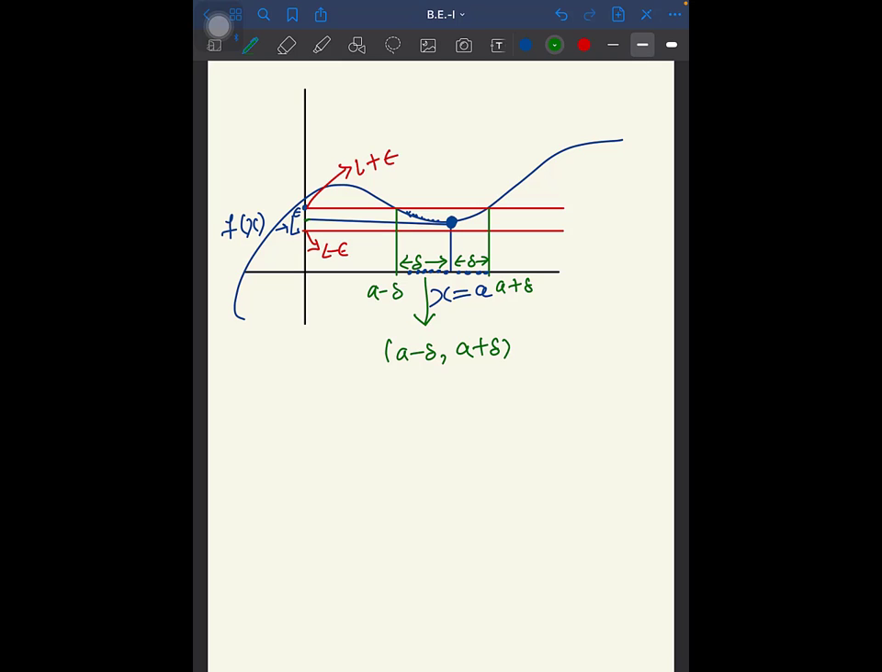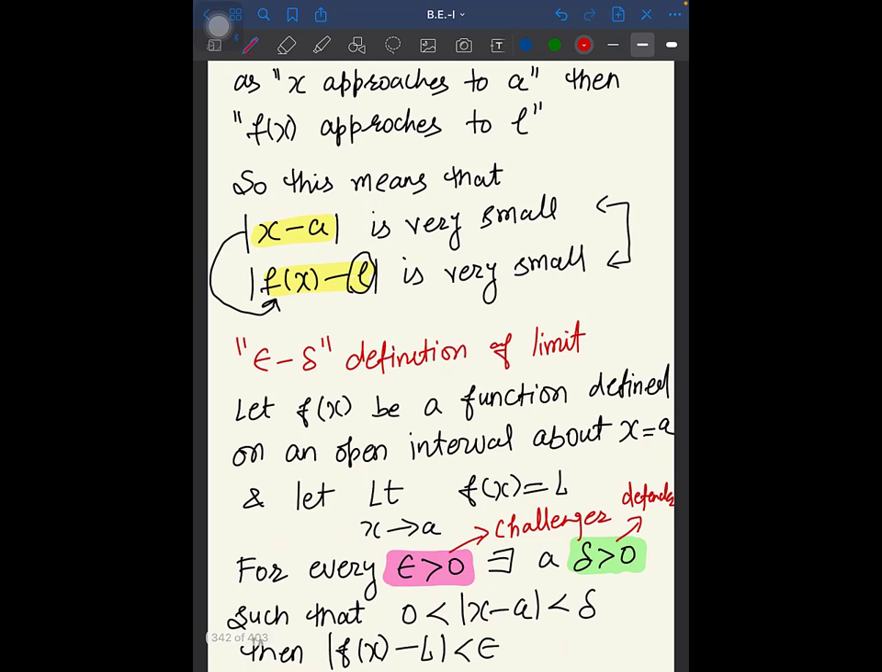So you pick any value over here, and you will come to know that this value will get mapped over here, and all these values are actually between L minus epsilon and L plus epsilon, right? So every value will get mapped over here, and that's what we have said: it doesn't matter however small epsilon is, you will get a delta such that these values will get mapped to these values. When we map them, they will definitely satisfy this inequality.